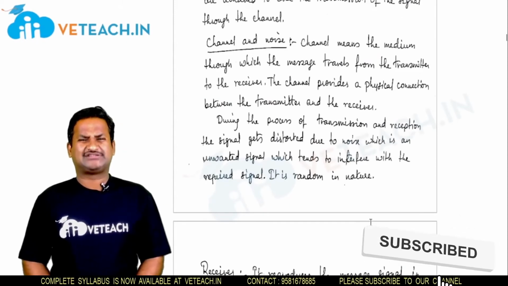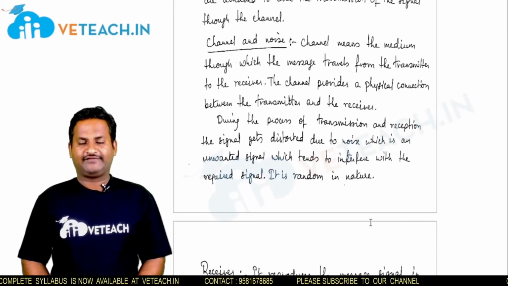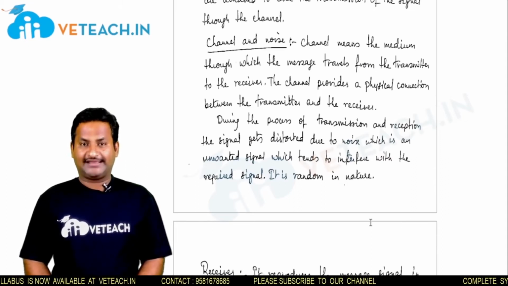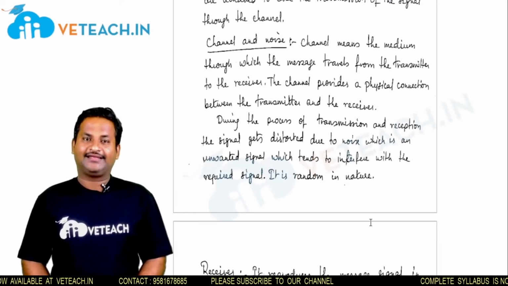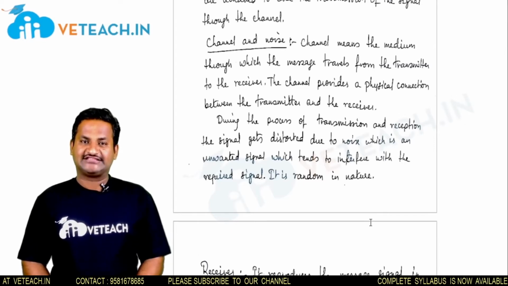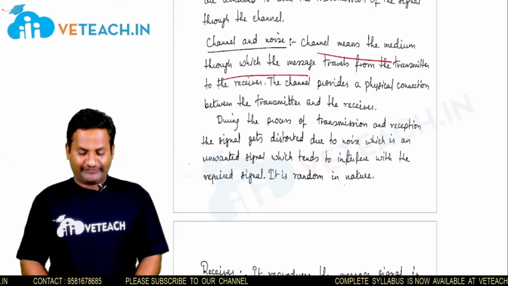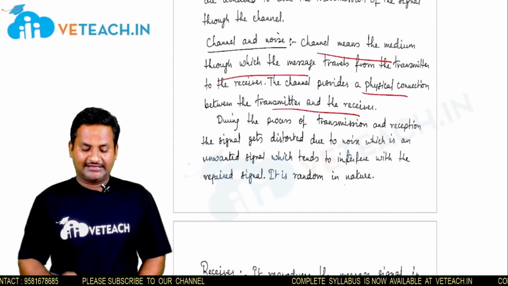Second, what is channel? Channel is a connecting path between the transmitter and receiver. If we are using wire as a channel, then the type of communication is said to be wire communication. If we are using antenna at the transmitting end and antenna at the receiving end, then the type of communication is said to be the wireless communication system. Channel means the medium which carries the information. The channel provides physical connection between the transmitter and the receiver.